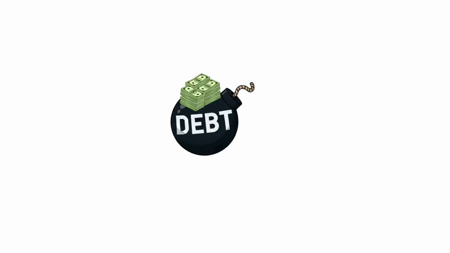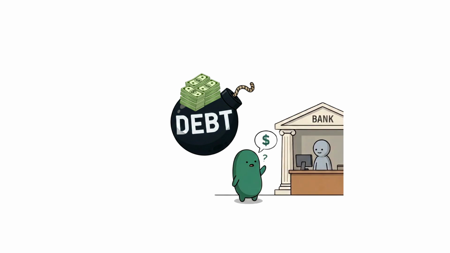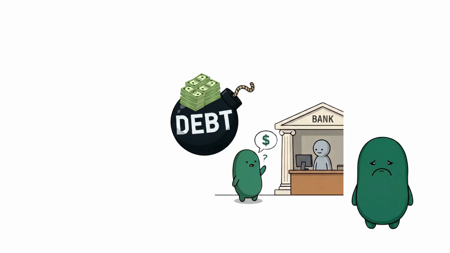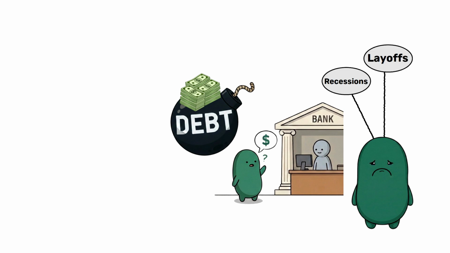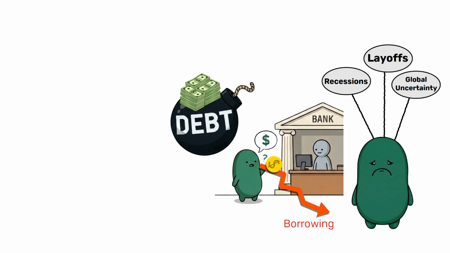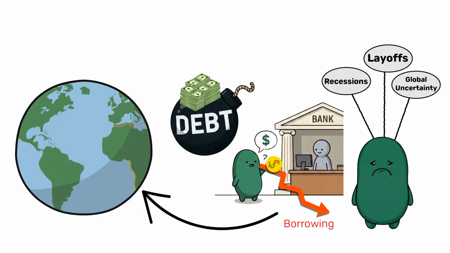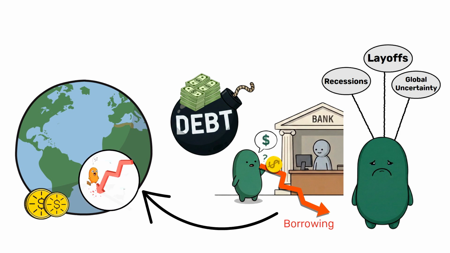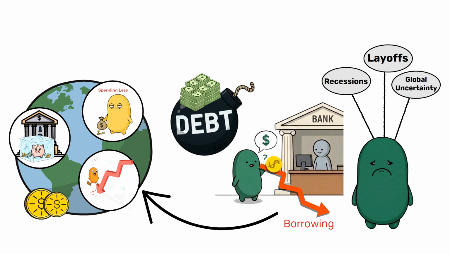Because money is created as debt, someone must be willing to borrow for the system to keep expanding. When confidence drops, whether from recessions, layoffs, or global uncertainty, borrowing slows down. That means fewer new dollars enter the economy. Suddenly, businesses stall, banks tighten lending, and consumers pull back. It's the economic version of everyone slamming on the brakes all at once.